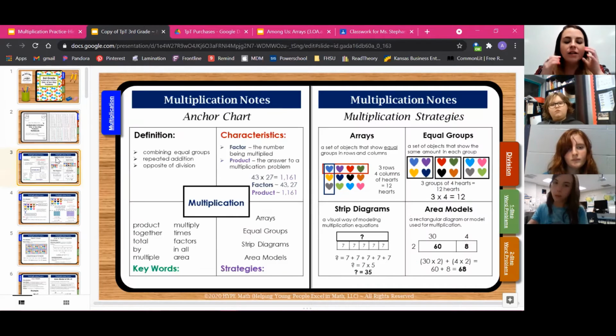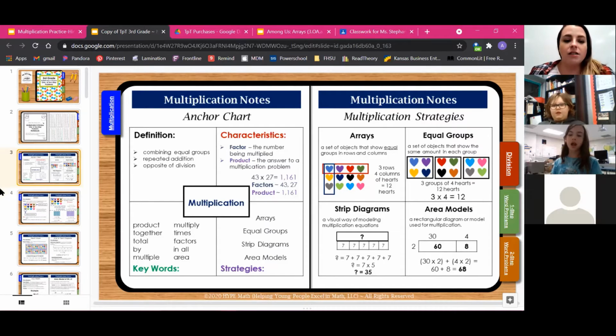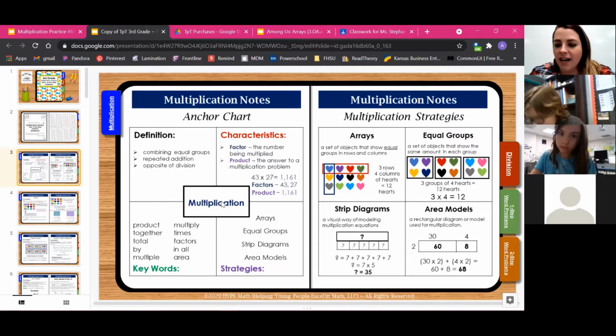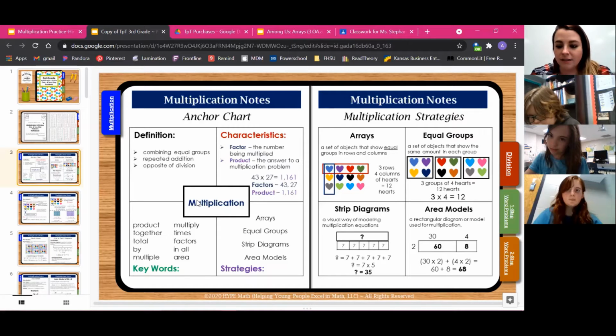And next, we have this anchor chart. Yours is blank, so you're going to be filling this in. The definition of multiplication, you're going to put that here in your blank square. Katie, are you writing this down? Okay. Andrea, can you turn your screen on, please? Okay, thank you.